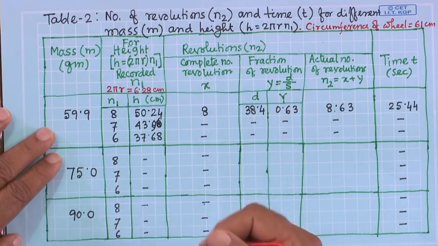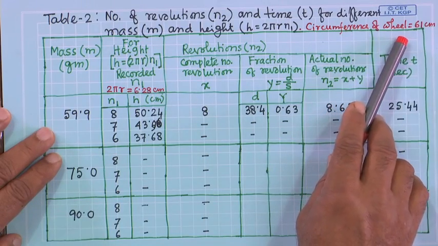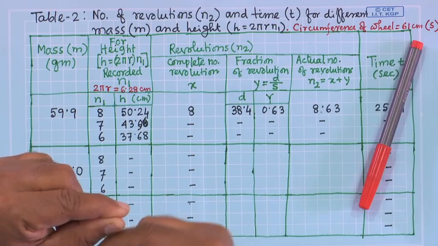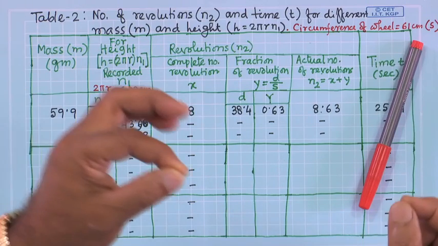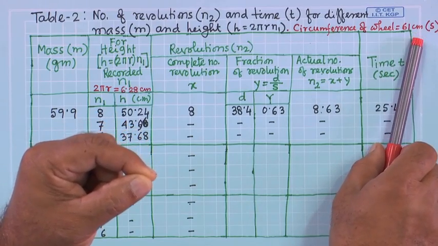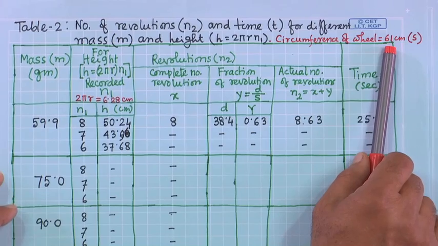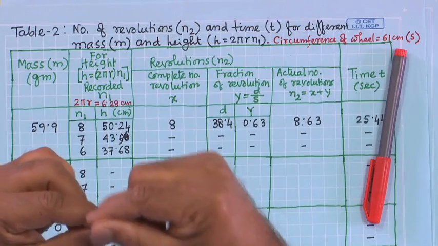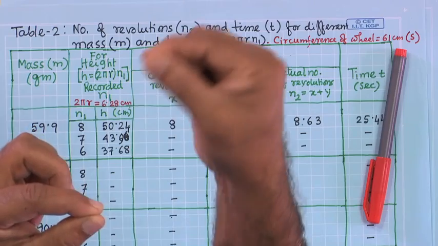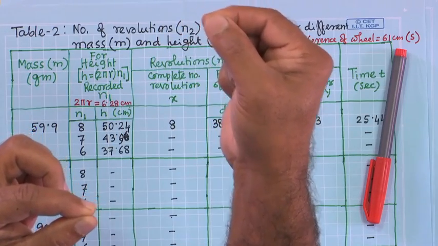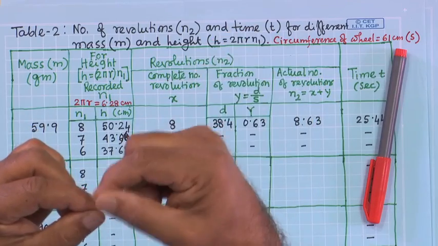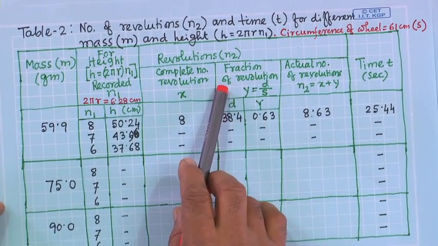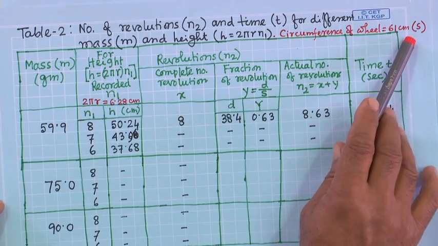The circumference of the wheel is 61 centimeter, which you can find by taking a thread, wrapping it round, and measuring its length with a meter scale. That is the circumference; in our case it is 61 centimeter. Now after 8 complete rotations, what is the fractional distance? You measure this arc again using thread and a meter scale. That fractional revolution is relative to one complete rotation, which is this 61 centimeter.